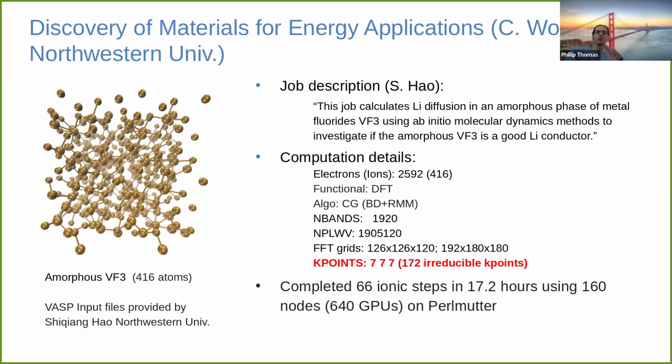This particular example is one that illustrates a relaxation with many atoms and also many K points. You can see that this has 777 K points, which gives you an irreducible number of 172 K points. So this is an example of a job in which the KPAR parallelization would be very useful. In this case, the job took 66 ionic steps and completed in about 17 hours on 160 Perlmutter GPU nodes, or 640 GPUs.